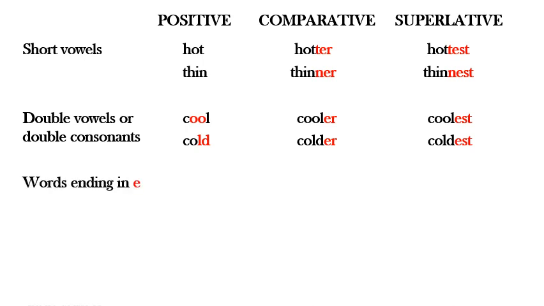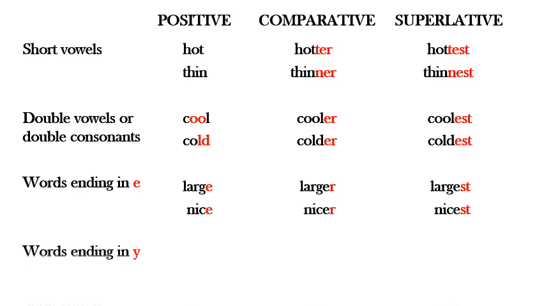Now we come to words ending in E, and here you can see we've chosen the word large, and you've got there larger. All you have to add is the R, and then you've got largest, and all you add is ST. Pretty straightforward. Again, here's the word nice ending in E, and it's the same story. Nicer, just add an R, or nicest, just add ST.